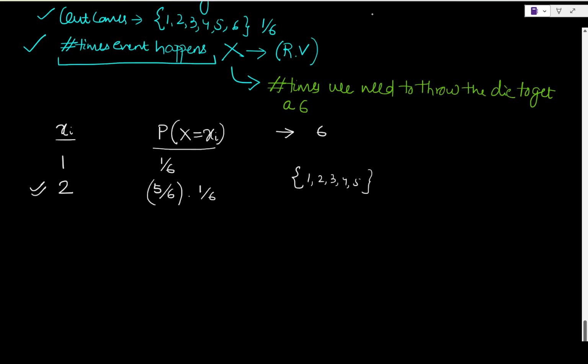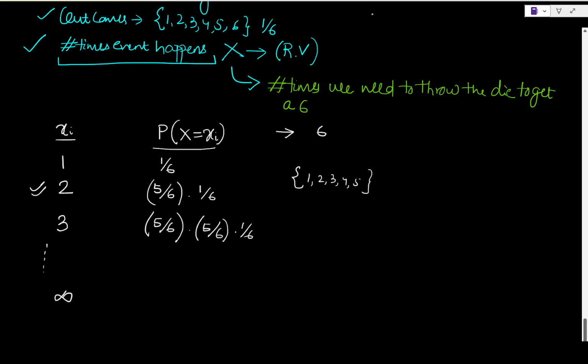So xi can be 2 also. Like, we can get a 6 in 2 throws. Similarly, we can get it in 3 throws also. For 3 throws, in the first throw, we should not get a 6, the probability of which is 5 by 6. Similarly, in the second throw also, we should not get a 6, whose probability is again 5 by 6. And in the third throw, we should get a 6, whose probability is 1 by 6. And so on and so forth. So if we see the total number of possible values of capital X, the random variable, that is the number of times we need to throw the die to get a 6, there is no limitation on that. It can go up to infinity. It can take any value, right?